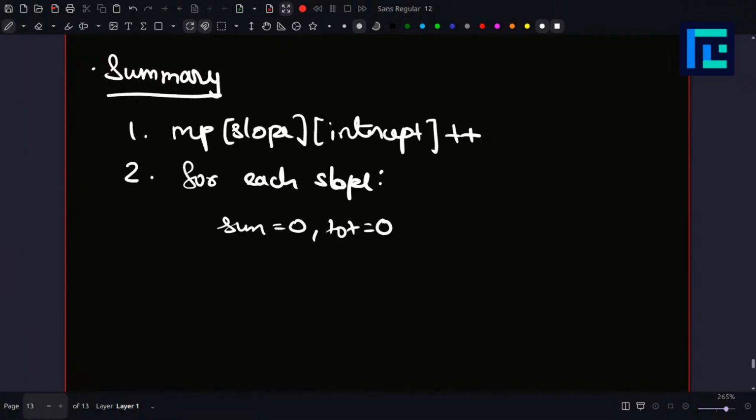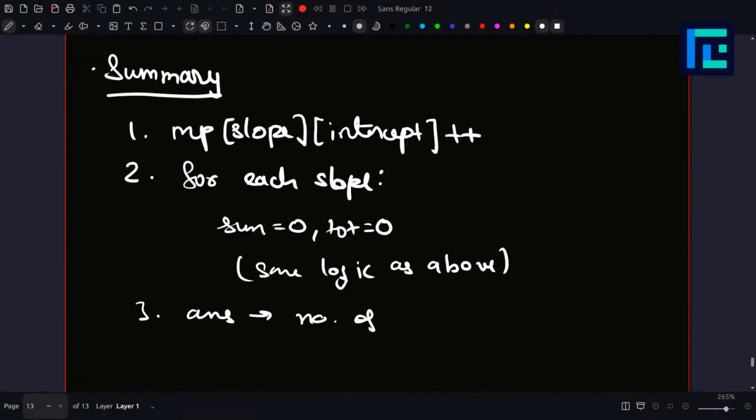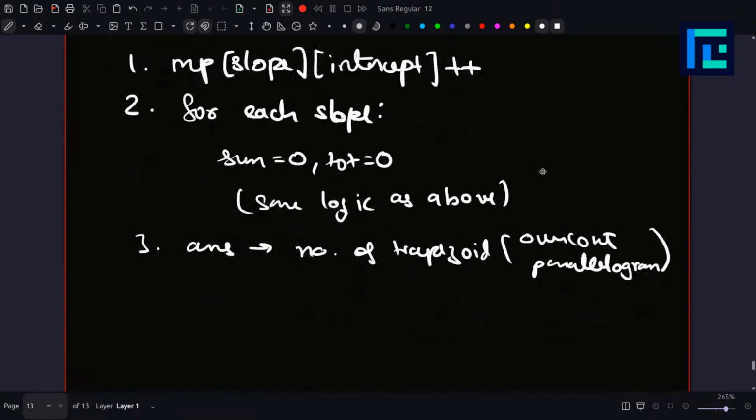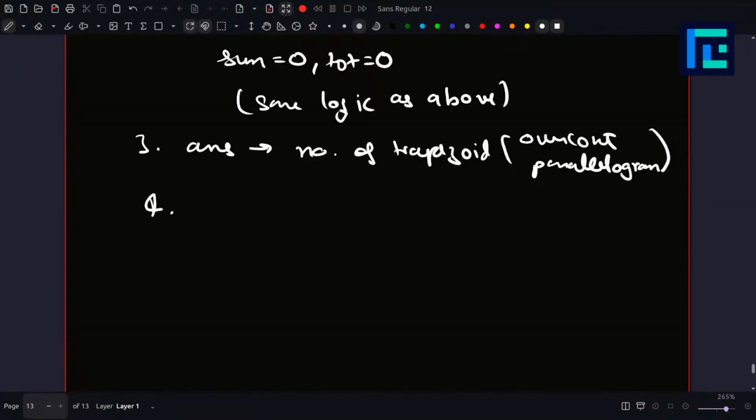We need to find how many pairs of lines can be paired up which have the same slope but different intercept. So same logic as above, right? So now we'll get an answer, which is basically the number of trapezoids, but it will overcount parallelograms.